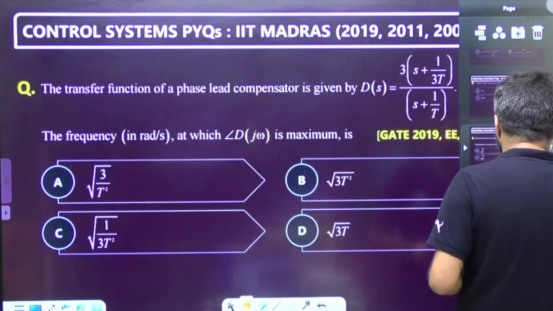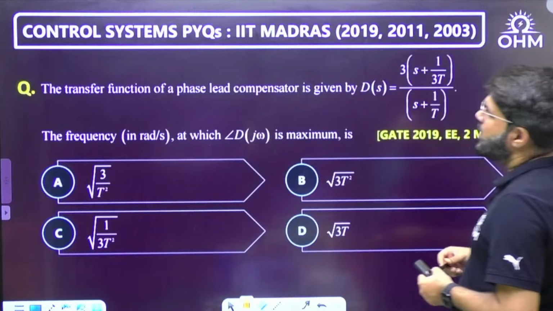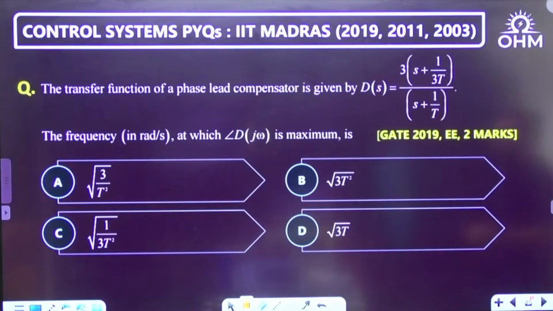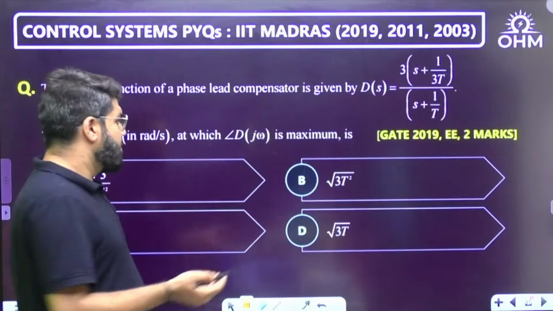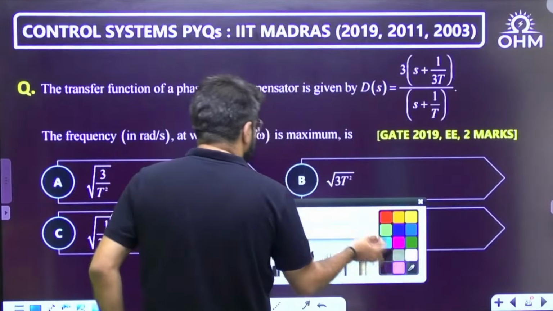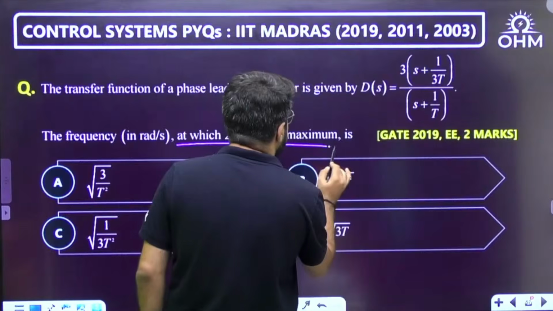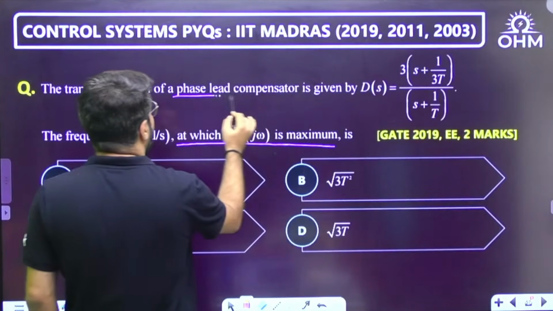Yeah, let's go to this question now. The transfer function of a phase lead compensator is given to you. The frequency at which the angle of G(j omega) is maximum. A very easy question for 2 marks actually. The frequency at which the maximum phase lead of the lead compensator comes.